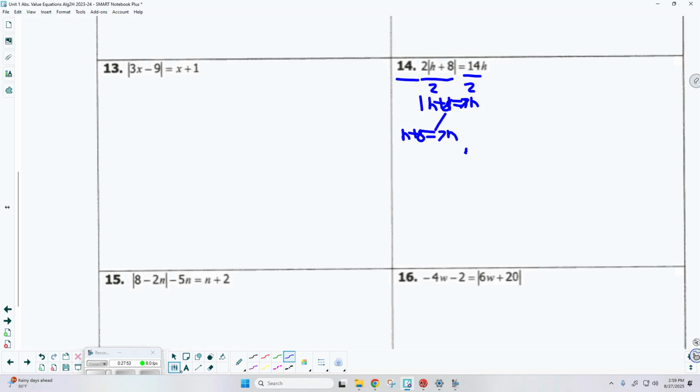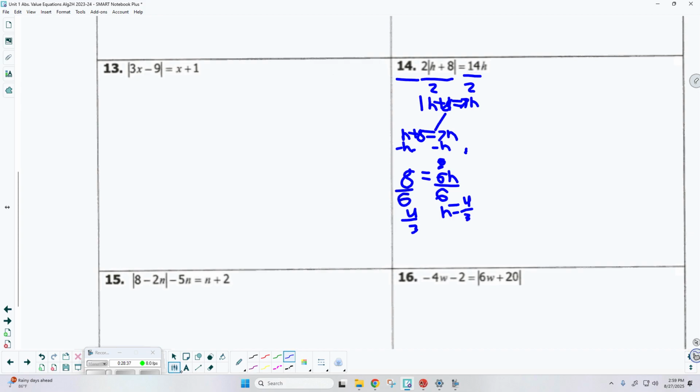Okay, perfect. He's going to combine the h's by subtracting the h. So it looks like we're getting 6h is equal to 8. We'll divide through by 6. This is the fractional answer I was telling you about. So h equals, what is 8/6? There we go. So there's my first possible solution.